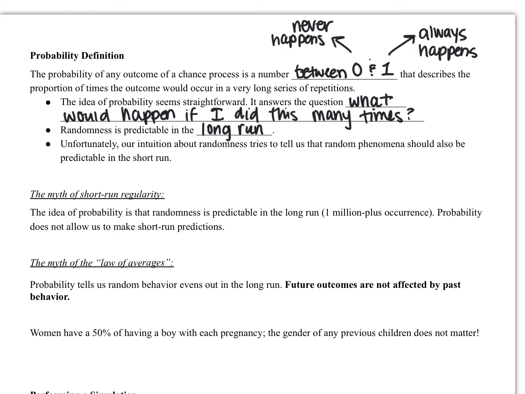So future outcomes are not affected by past behaviors. Like I said, giving birth to 2 girls does not mean that the next kid you have is going to be a boy. And going back to the myth of short run regularity, again, probability does not allow us to make short run predictions. It's always based on long run things. So, and I just did this exact thing, women have a 50% chance of having a boy with each pregnancy. The gender of any previous children does not matter, except I used the example of a girl.